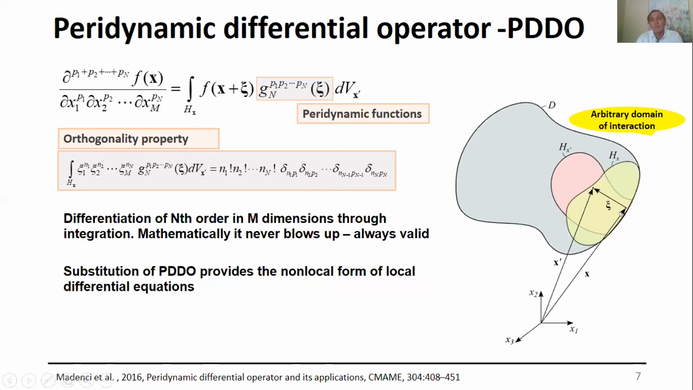Basically, you have point x. It's going to be interacting with other material points within this interaction domain x prime. And so you construct the peridynamic functions as shown here, which I will show you in later slides. The point x is not symmetrically located, and the interaction domain is arbitrary in shape. So what you do is you integrate your field variable over the interaction domain after you construct the peridynamic functions, then you end up with the derivatives of the order that you want. And you construct the peridynamic functions here by satisfying this orthogonality property that I will also show you in the next slide, or the next slide after.